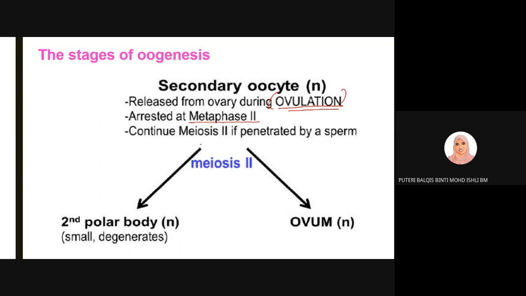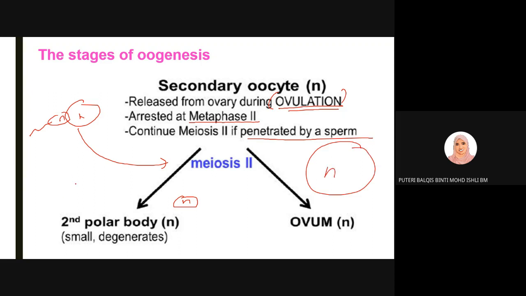Dia akan stop je dekat metaphase 2 sampailah dia penetrated by a sperm. If the secondary oocyte is penetrated by a sperm, then it will complete meiosis 2, it will produce second polar body and ovum. So every month girls will release secondary oocyte from ovary during ovulation, but it is arrested at metaphase 2. It will continue meiosis 2 if penetrated by a sperm. Kalau katakanlah sperm datang, fertilize, dapat second polar body and ovum.